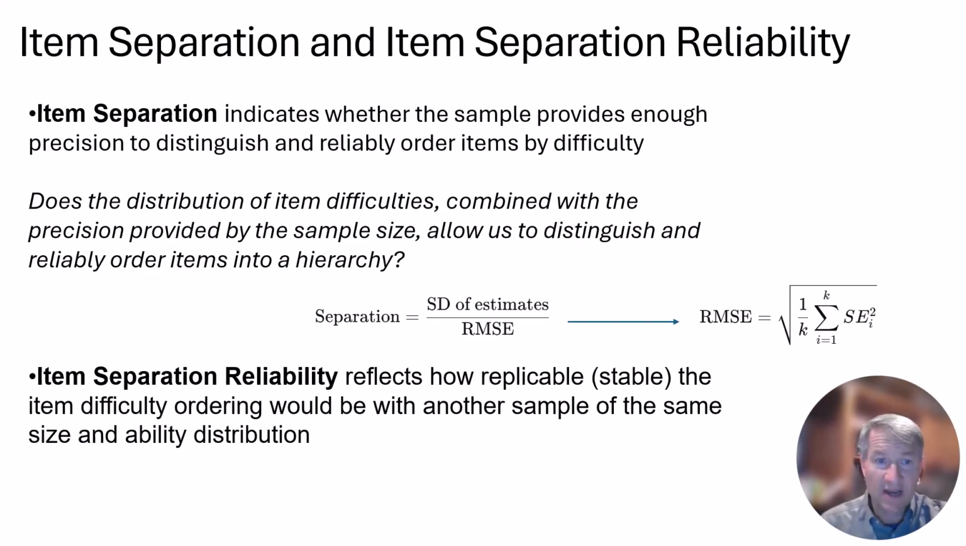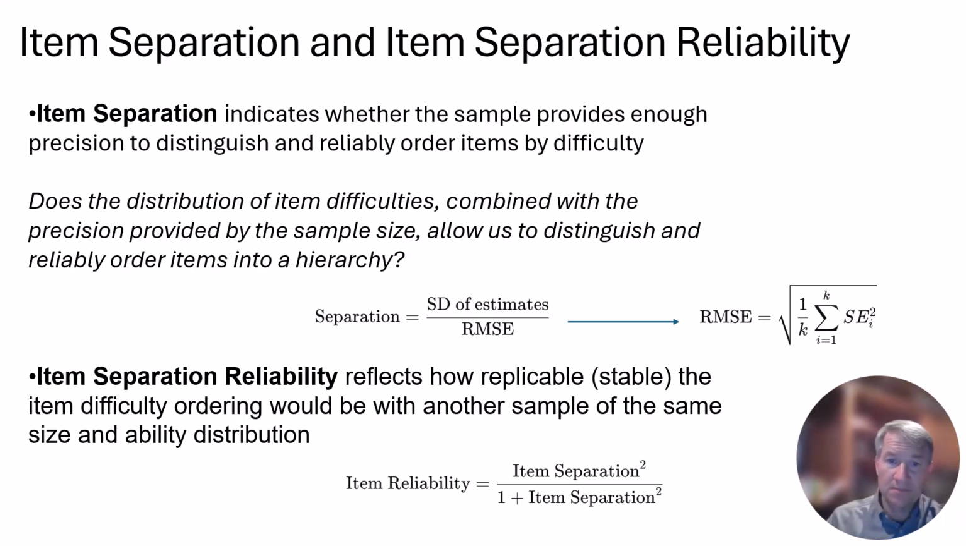Further, we can take the item separation and calculate something called item separation reliability, which reflects how replicable or stable the item difficulty orderings would be with another sample of people of the same size and with the same ability distribution. Mathematically, item separation reliability is computed as the ratio of the item separation squared over 1 plus the item separation squared.